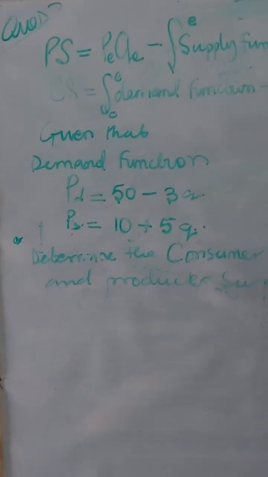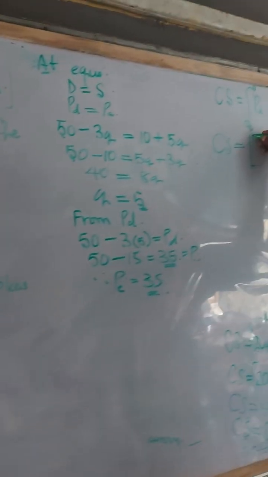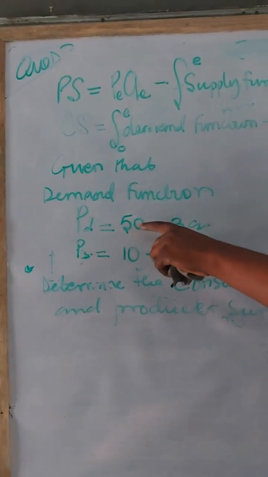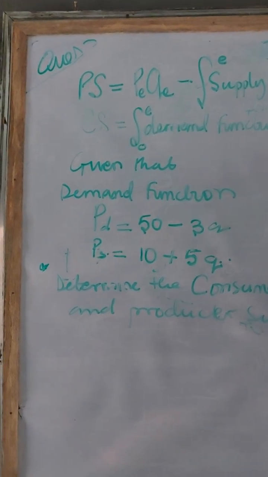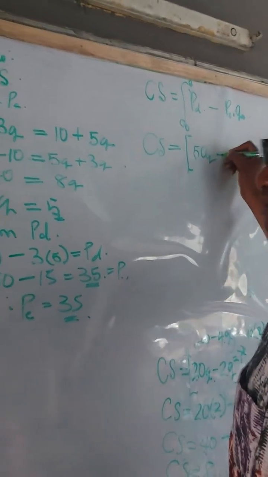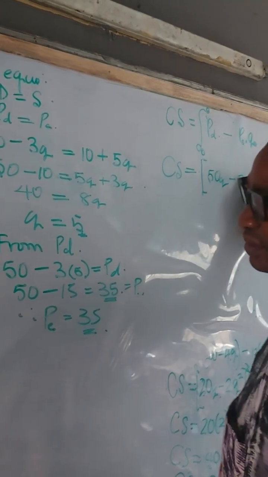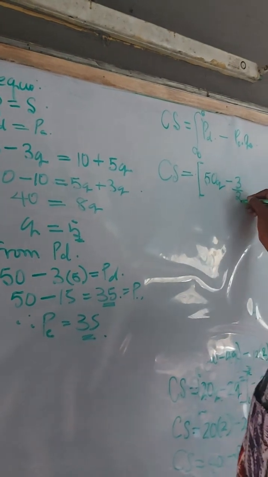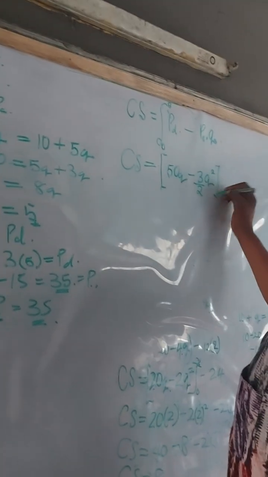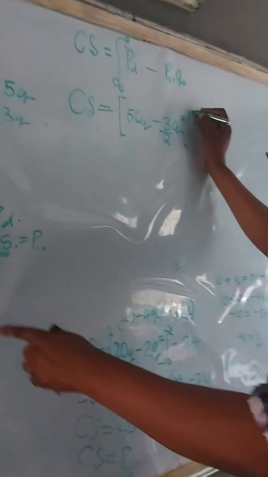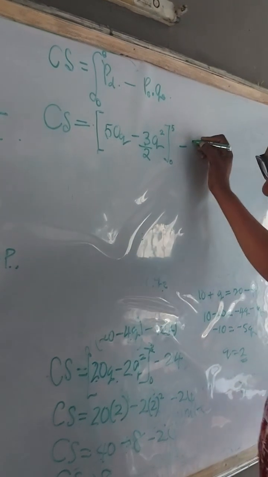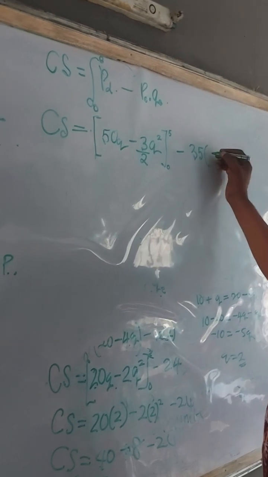Now I told you you have to do 3 things. So integrate this 50. When you integrate this 50, what do you have? Class, quickly. That is 50Q. Yes. Minus 3 over 2 Q squared. Okay? Then you have your equilibrium quantity, which is 5, and 0, minus equilibrium price 35 multiplied by equilibrium quantity.